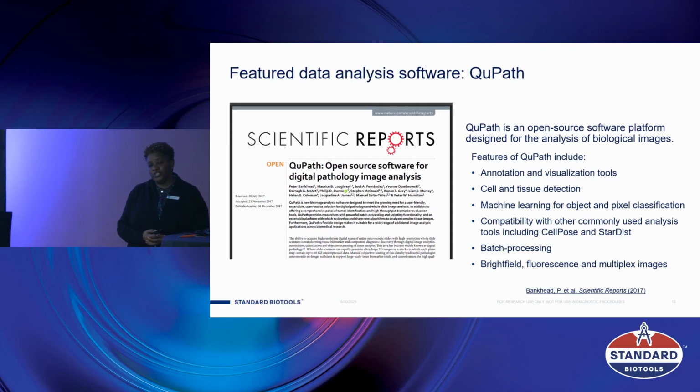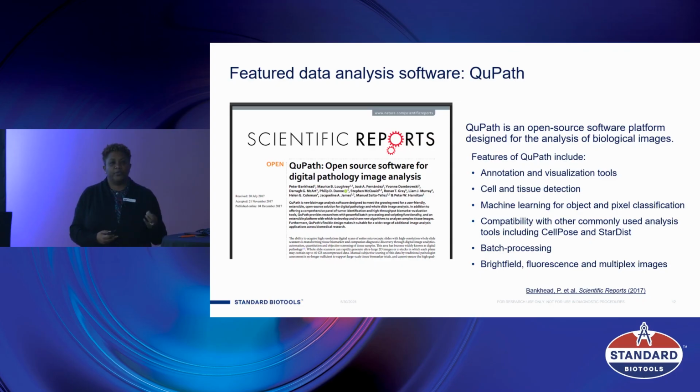And you're able to do machine training on the object. Previously it was kind of difficult to go back and forth and fine tune this, but this can actually allow you to machine learn even faster. It can be used for bright field, fluorescence, and multiplex images.